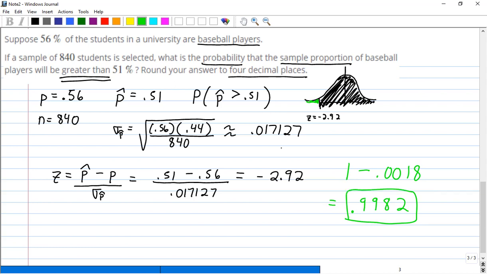So that actually means there's a 99.82% chance that if we take a sample of 840 students at that university, more than 51% of them play baseball.